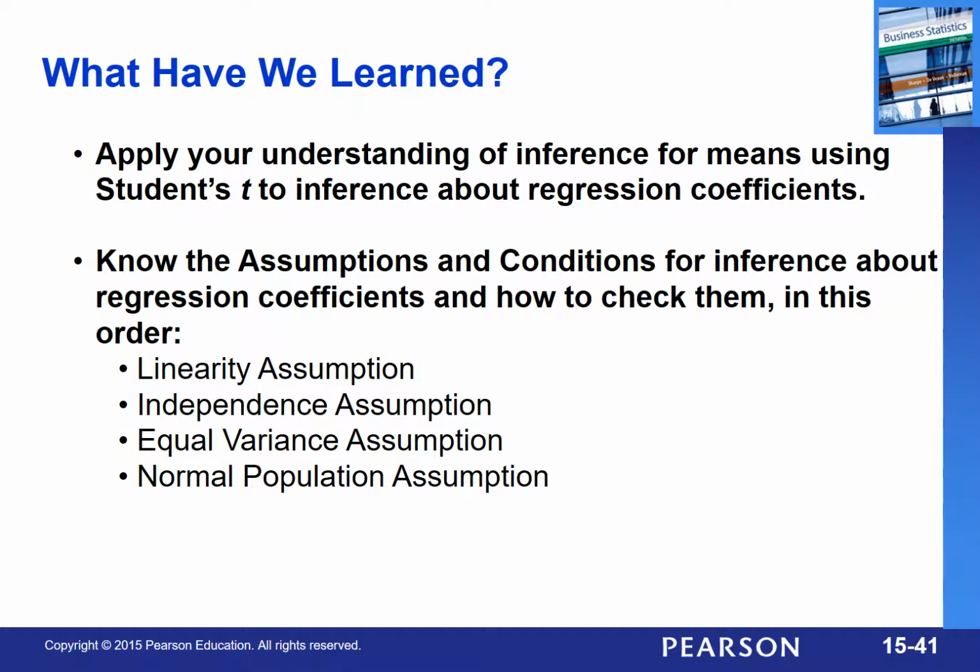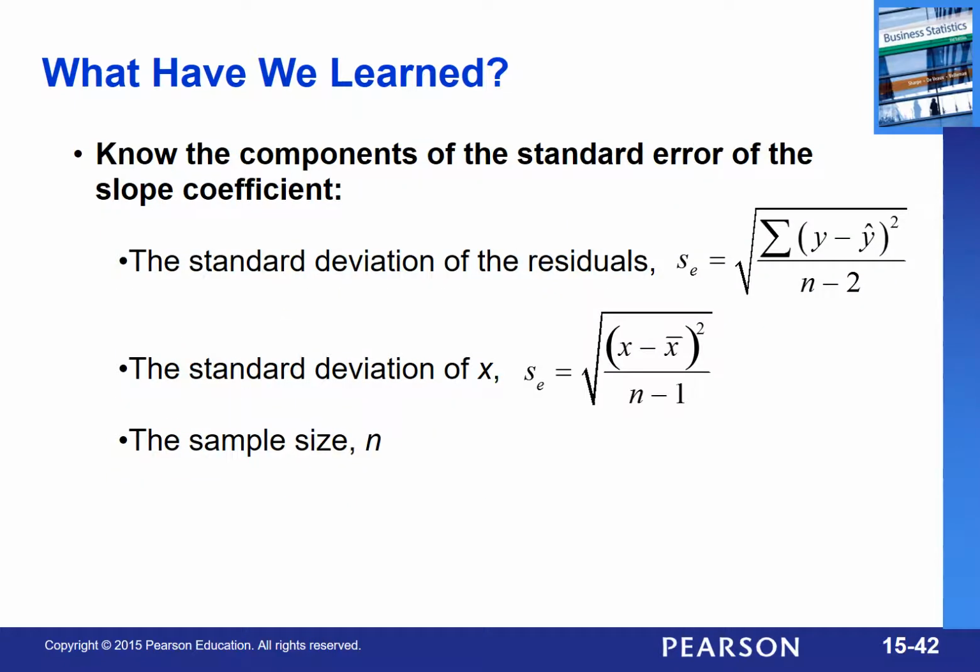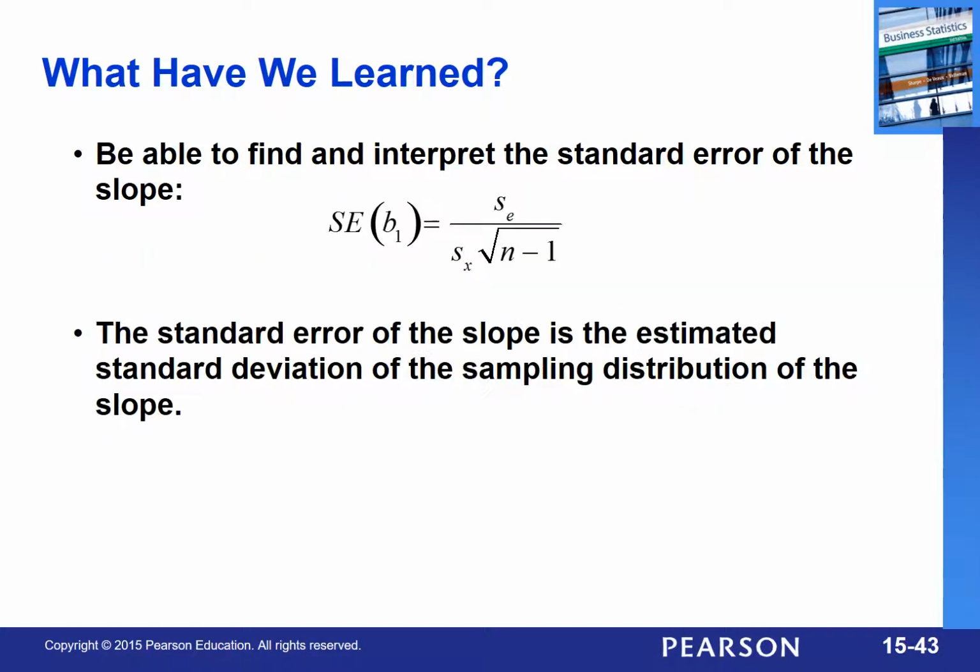All right, so what have we learned? Hey, these are the things I know, woohoo. We know the assumptions and conditions. We know we should be using a student t for this. I know what my residuals are and my standard error and sample size. These are all the things you should watch out for when you're calculating your slope coefficient, and they all affect it.